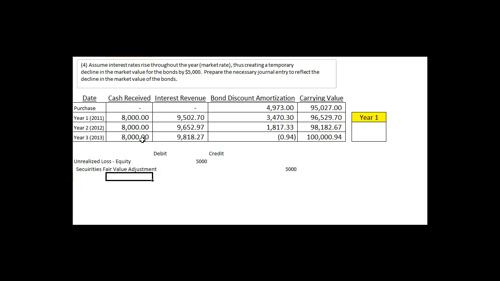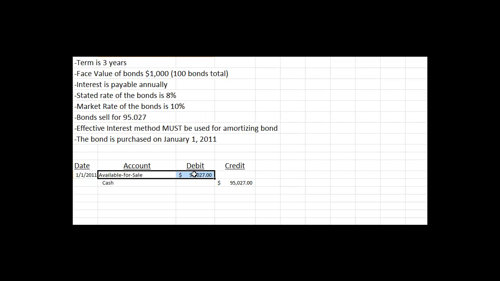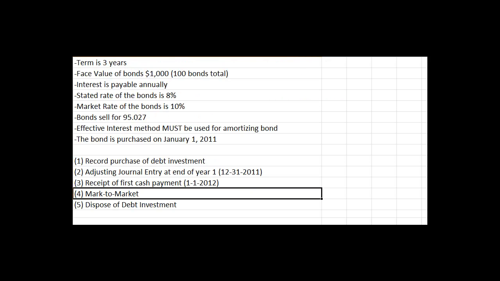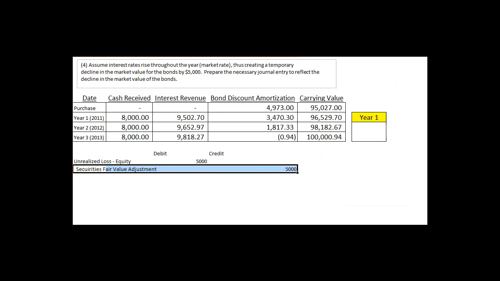Notice that we didn't do anything to the available for sale account that we created during acquisition. That's because the change in value is stored in the securities fair value adjustment account. So that takes us through marking to market. Had the value gone up instead of down, I would have debited the securities fair value adjustment account and credited an unrealized gain - equity.